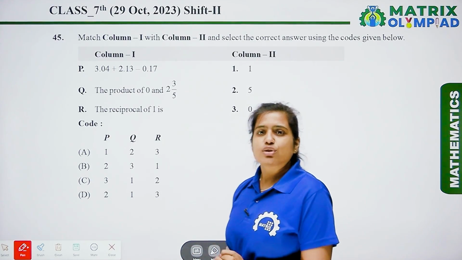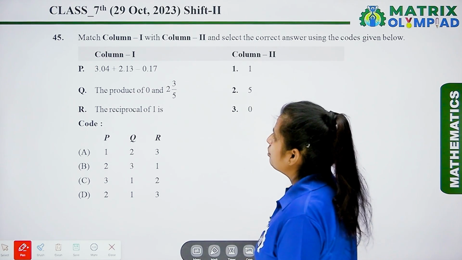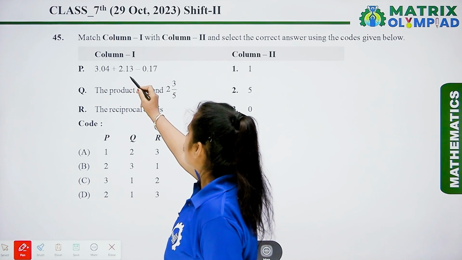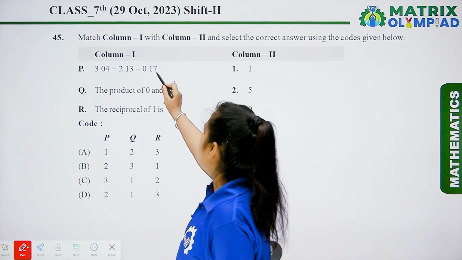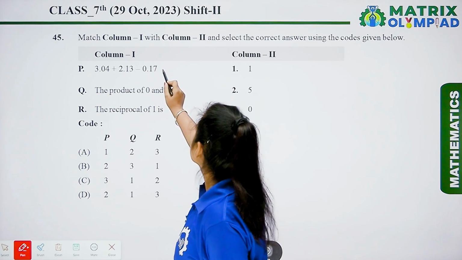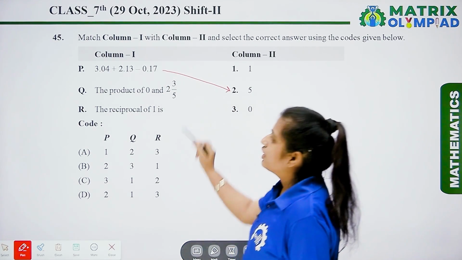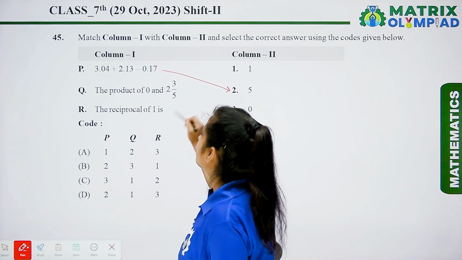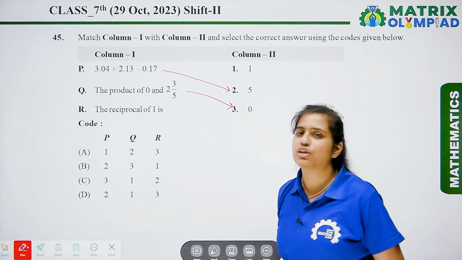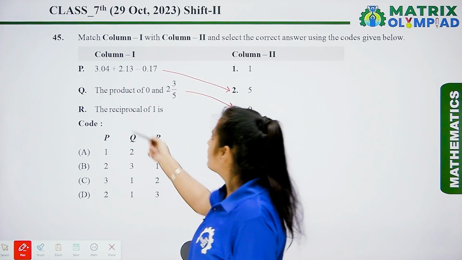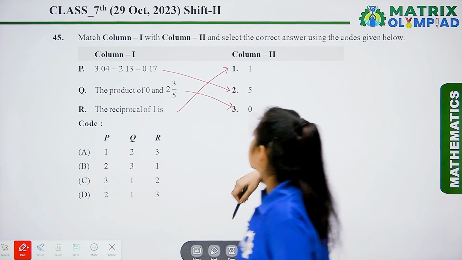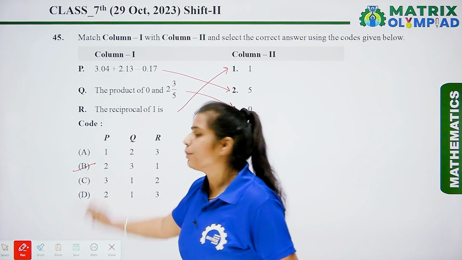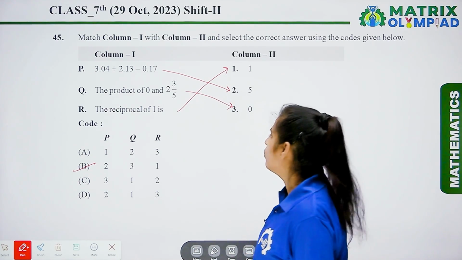Now the next question is question number 45. This is also match the column. Here 3.04 plus 2.13 minus 0.17 gives us 5. Now the next is the product of 0 and 2/5 is 0, because any number multiplied by 0 gives us 0. Next is the reciprocal of 1 is 1. The sequence is 2, 3, 1. So the correct answer is option B, that is 2, 3, 1.